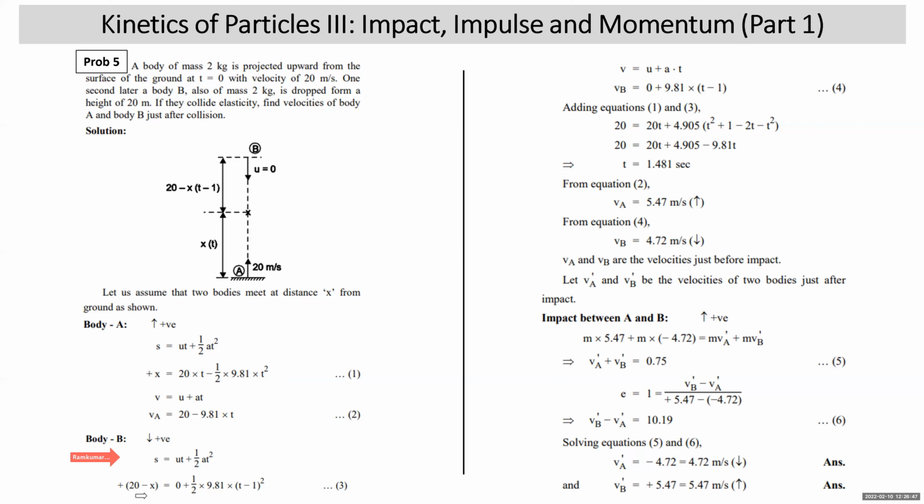So displacement is 20 minus x. Initial velocity is 0 plus half g into t minus 1. Time available to body B is t minus 1. Identically, we write V is equal to u plus at, Vb is 0 plus 9.81 into t minus 1.